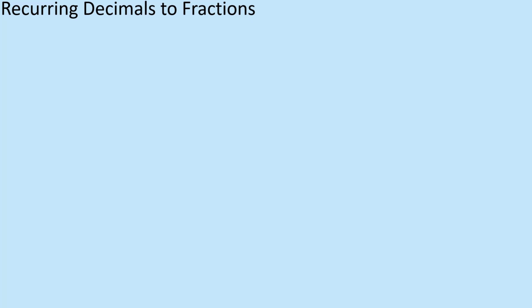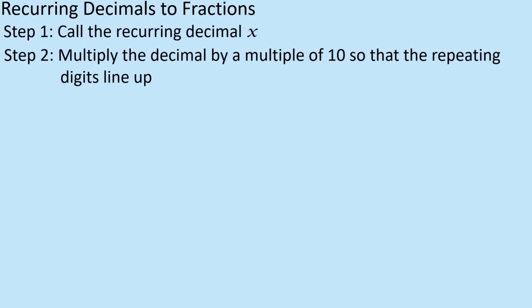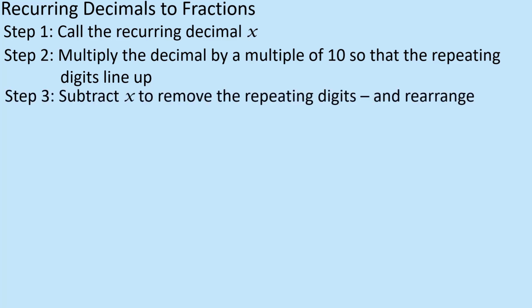Decimals to fractions. Okay, so this is the trickier one. Call the recurring decimal x, then multiply the decimal by a multiple of 10 so that the repeating digits line up. I'll go through that in a second. Then subtract x to remove the repeating digit and rearrange.